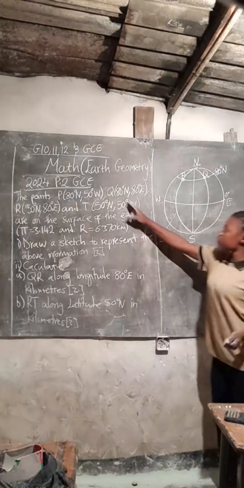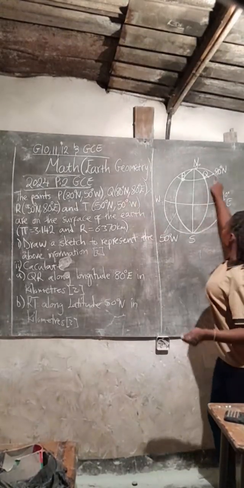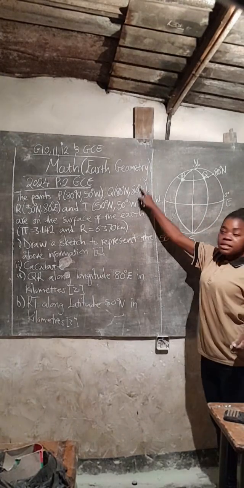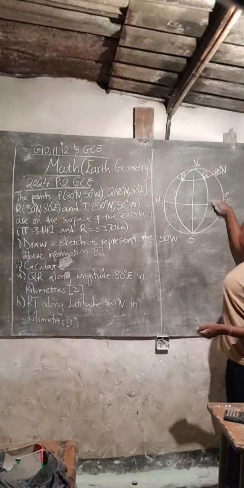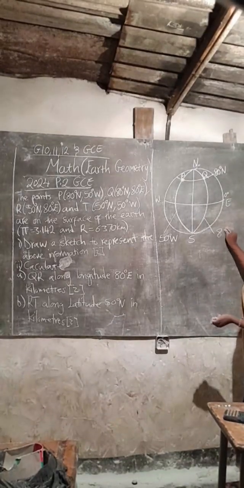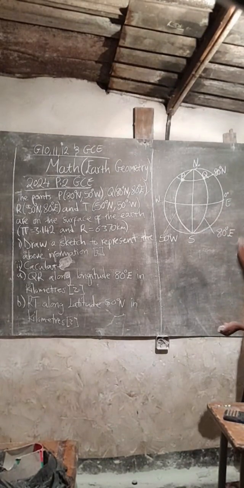Why is it there? Point Q is on 80 degrees north and 80 degrees east. So this line is 80 degrees east.